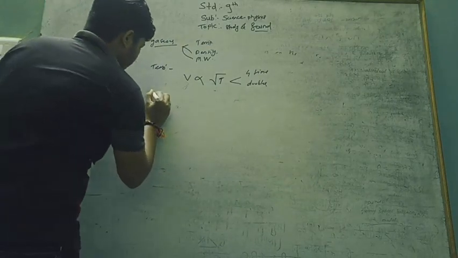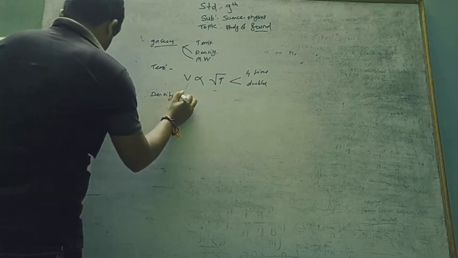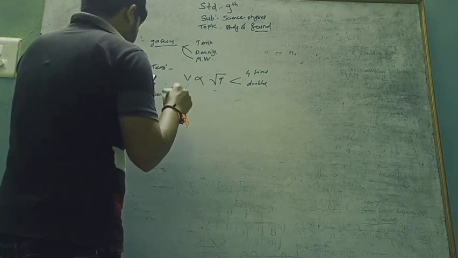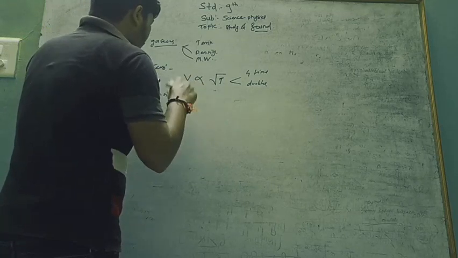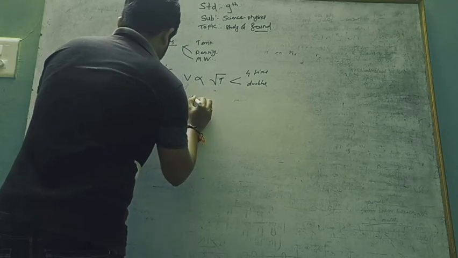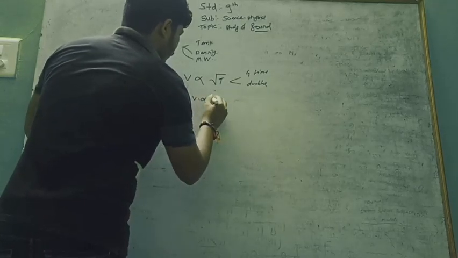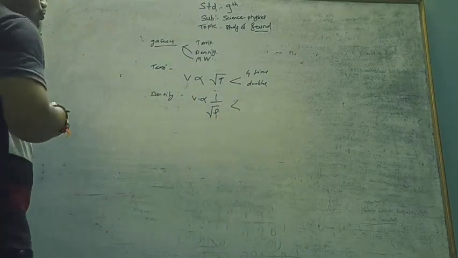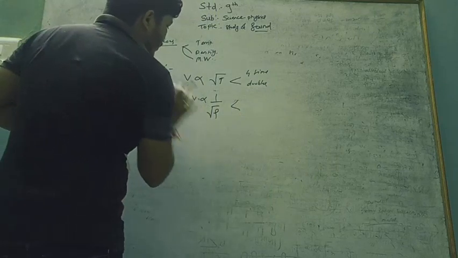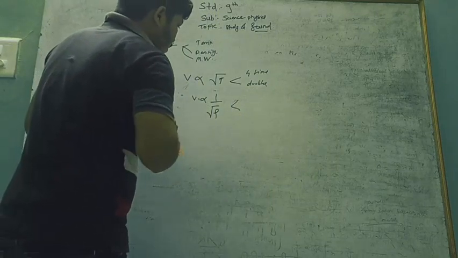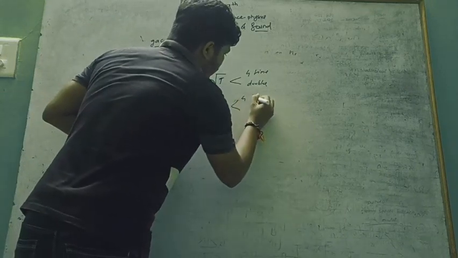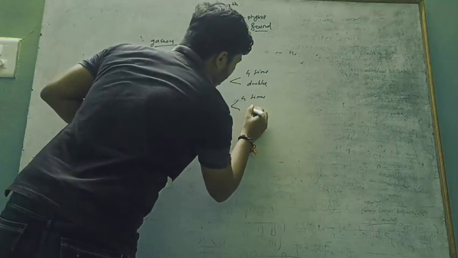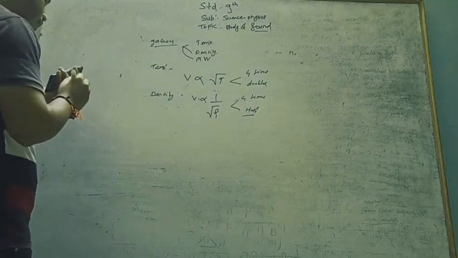Now, what about the density? The velocity of sound is inversely proportional to the square root of the density, rho. Increasing the density 4 times reduces the velocity to half its value. It gets decreased by 50%.